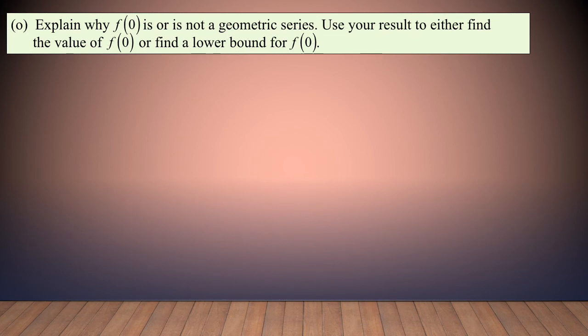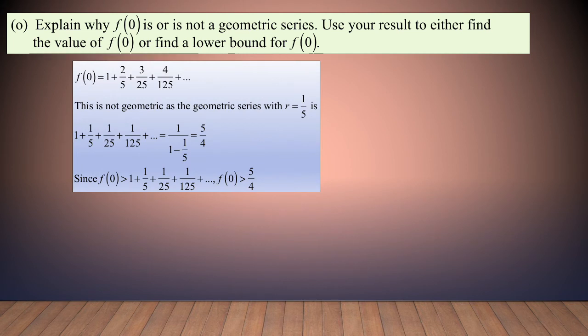Question O is slightly different. Explain why f of 0 is or is not a geometric series, and then use the result to either find the value of f of 0 or find a lower bound for f of 0.